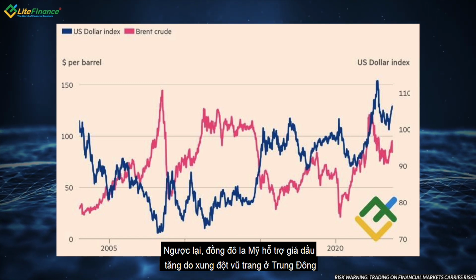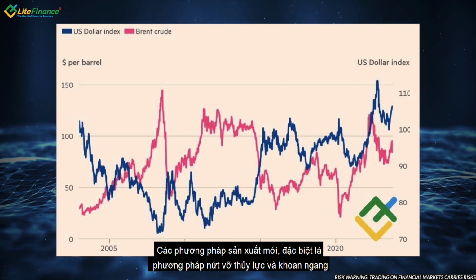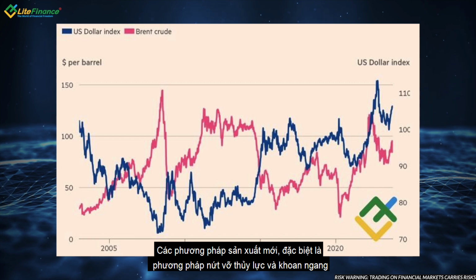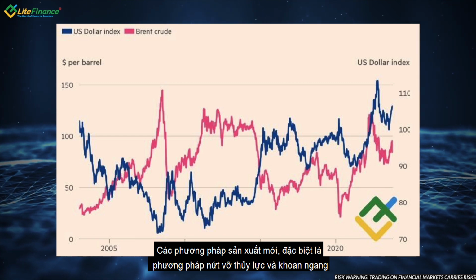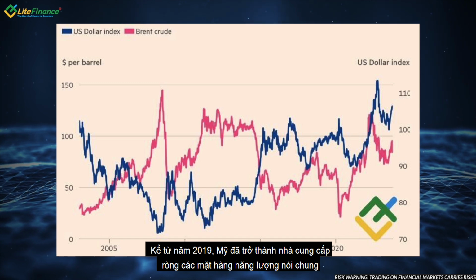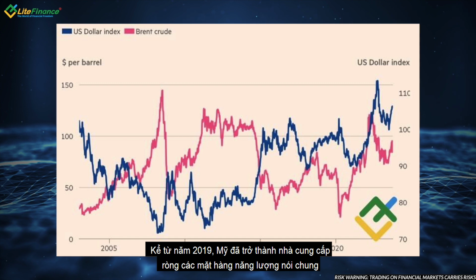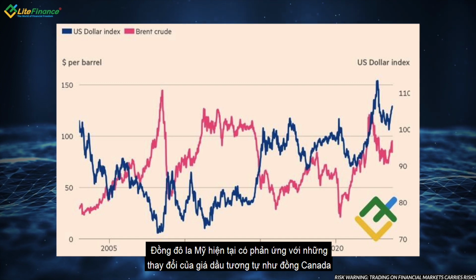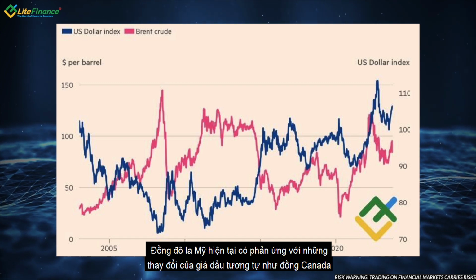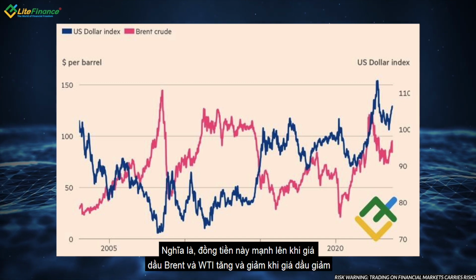New approaches to production, especially hydraulic fracturing and horizontal drilling, have made the United States a net gas exporter. Since 2019, the US has been a net supplier of energy goods in general. The US dollar now reacts to changes in oil prices in the same way as the Canadian dollar. That is, it strengthens during the Brent and WTI rally and falls when oil prices decline.